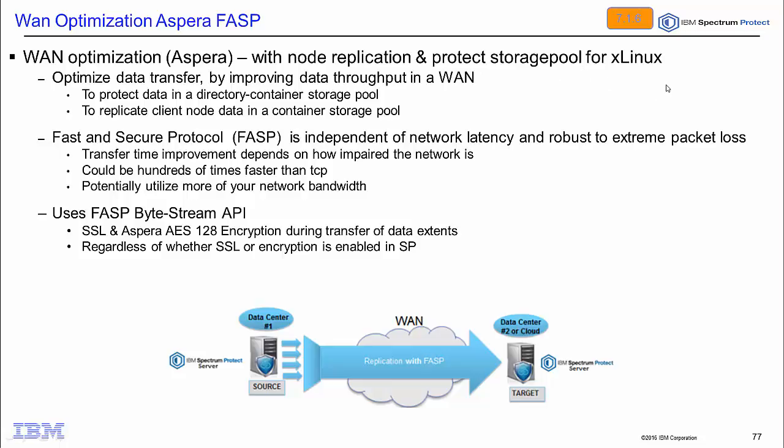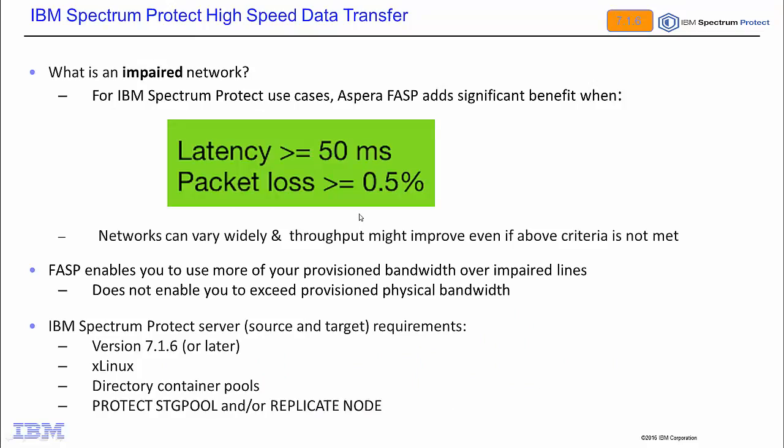This code has been built into the Spectrum Protect server, and it does help to optimize the data transfer by improving the data throughput in a WAN where your network is compromised by high latency or high packet loss. So FASP can also utilize the SSL and Aspera AES 128 encryption that comes with the Aspera FASP. The way that you know that it might be of assistance in your environment is that if you do have an impaired network where your latency is greater than or equal to 50 milliseconds and where your packet loss is greater than or equal to 0.5%.